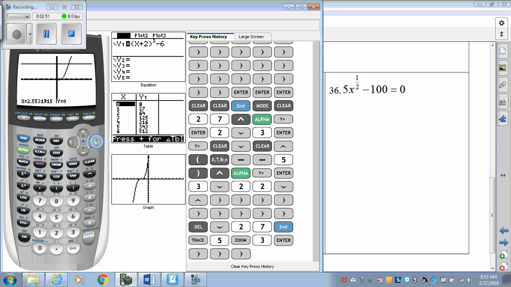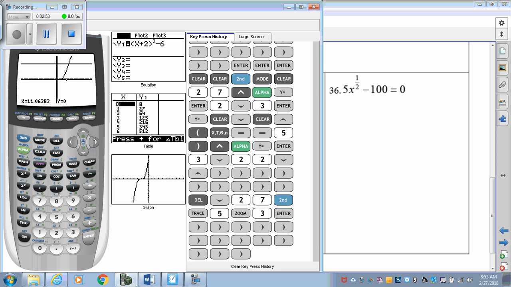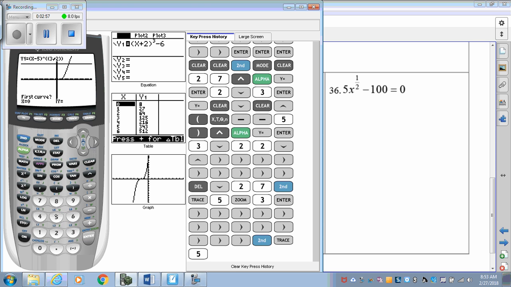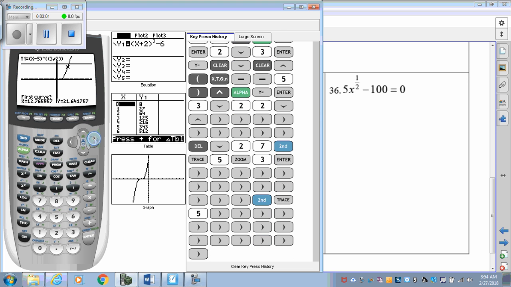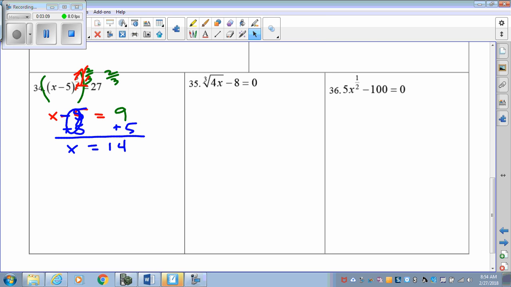So I'll do second trace, intersect again. And I'm going to move so I'm close to the intersection there. I'll hit enter, enter, enter. All right, and so when x is 14, that will be 27. So that checks out. All right, I know I did it right.